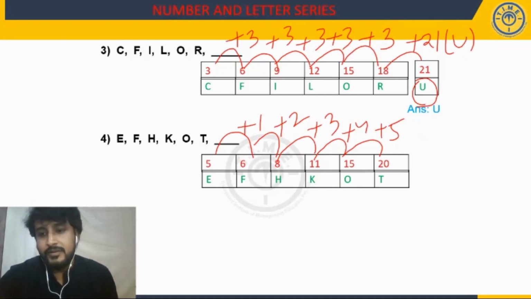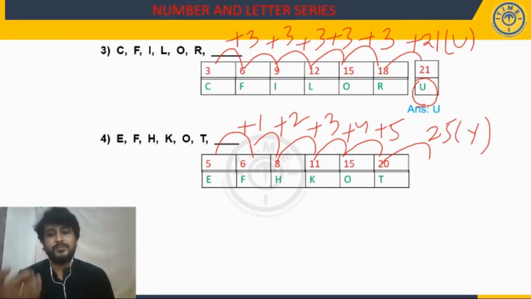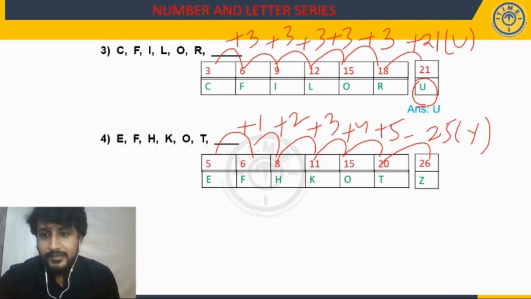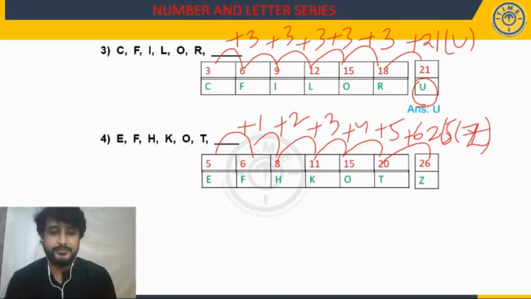20 plus 5, 25. So which letter place value is 25? Y. So your answer is Y. And the logic is plus 1 plus 2 plus 3 plus 4 plus 5, consecutive natural numbers. So till here it is plus 5 given, right? I'm sorry, next will be plus 6. 26, and the 26th letter is Z.